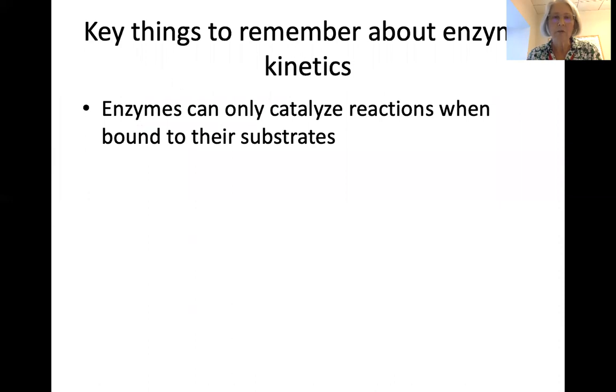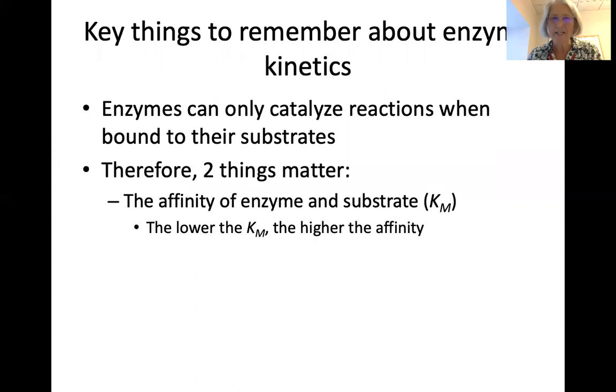All right. So all enzymes have to bind their substrates in order to catalyze a reaction. And because of this, there are two things that matter. One is the affinity of the enzyme for the substrate, and an approximate measure of that affinity is called the Km, or the Michaelis constant. And the important thing to know is the lower the Km, the higher the affinity, most commonly.